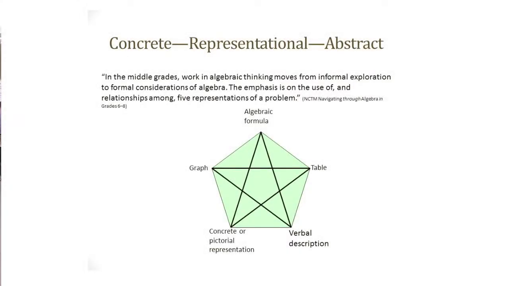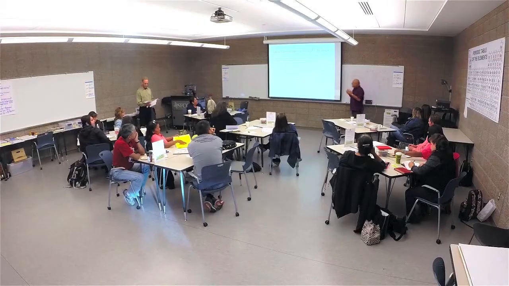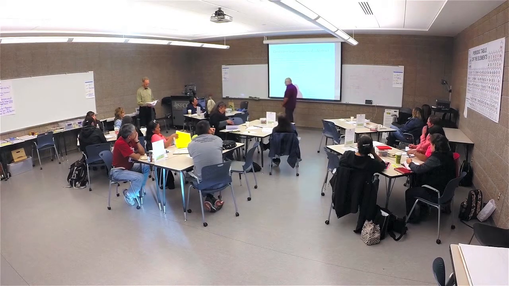I got this from NCTM. This makes a lot of sense. This is a little diagram that shows, well, where do we start? But the algebra student at the end of Algebra 1 should be able to do all of this.